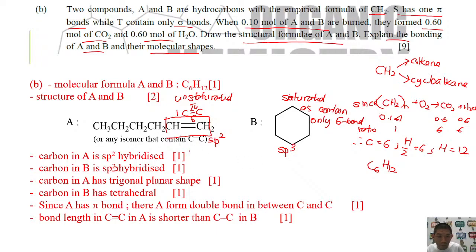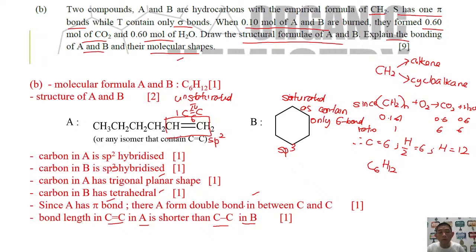So if they also want the molecular shapes, in A it has a trigonal planar shape. In B, it's tetrahedral. Since A has a pi bond, they form a double bond in between C and C. And then you have to also compare the bond length in C-C. So the bond length in the C double bond C in A is shorter than the C single bond C in B. So until that extent, you have to try your best to explain as much as you can for an essay question for organic like this.